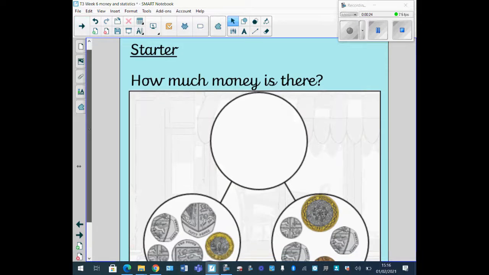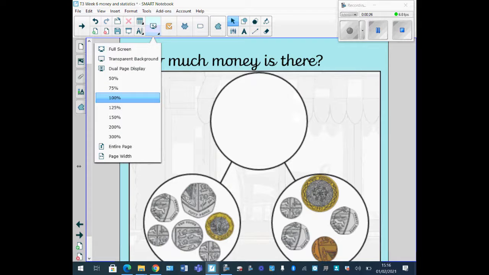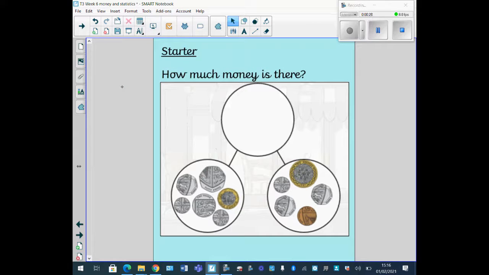But like anything, we're going to do a little warm-up. So, have a look at these two amounts of money here and see if you can total them to find out what the missing value is. So use your skills from yesterday, see if you can work out what the missing value is. Pause the video here.